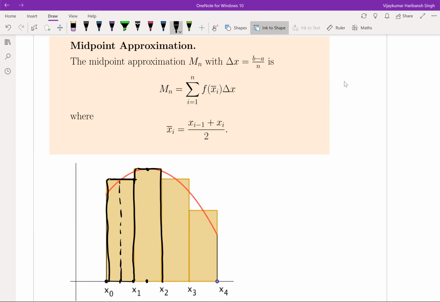Generally, depending on the function, often the error is less than with Ln and Rn. Think about it as the function being balanced on both sides: a little bit bigger here on this side, a little bit smaller there. So it kind of balances out. But it depends on your function, the shape of the function.